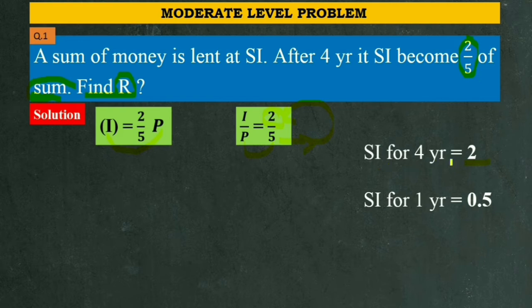As the simple interest for 4 years is 2, the simple interest for 1 year equals 2/4. Okay, so after simply dividing 2/4, we will get the value of the simple interest for 1 year equal to 1/2, that is 0.5. Now we have to calculate the rate.